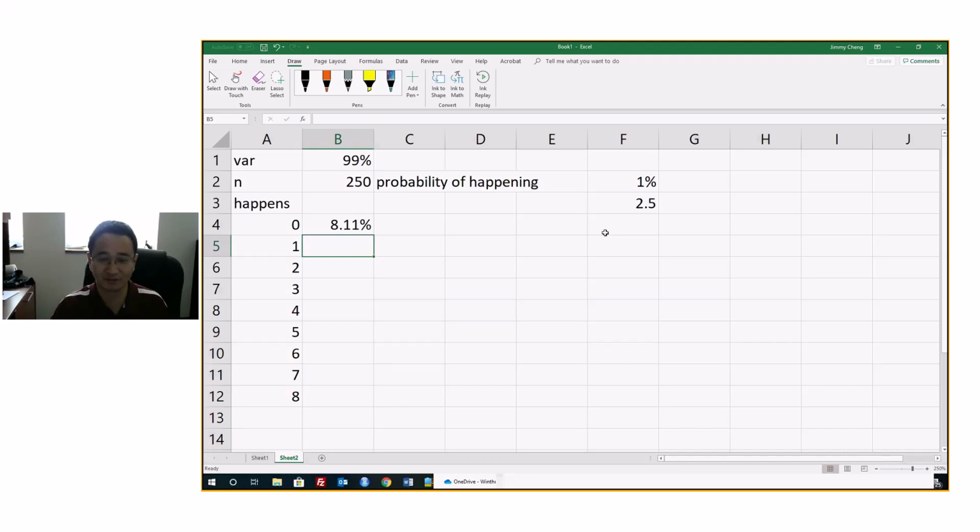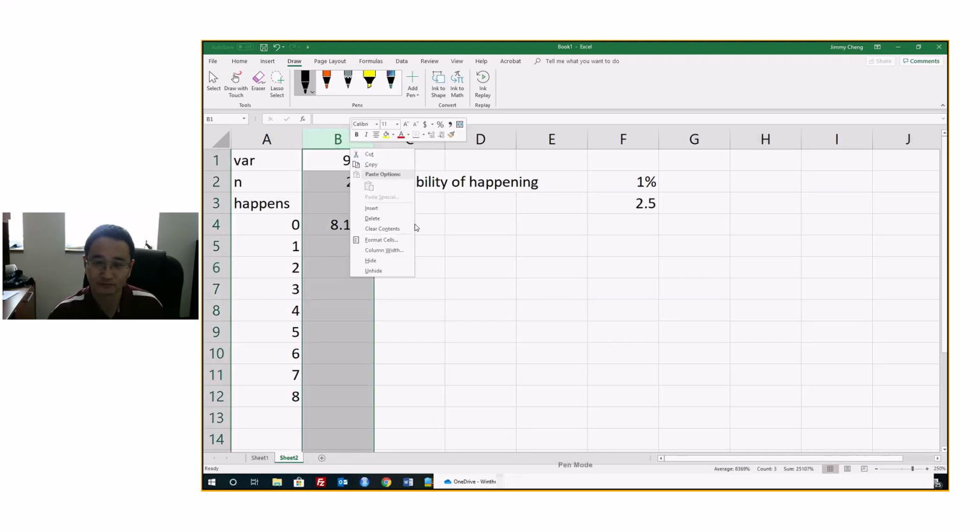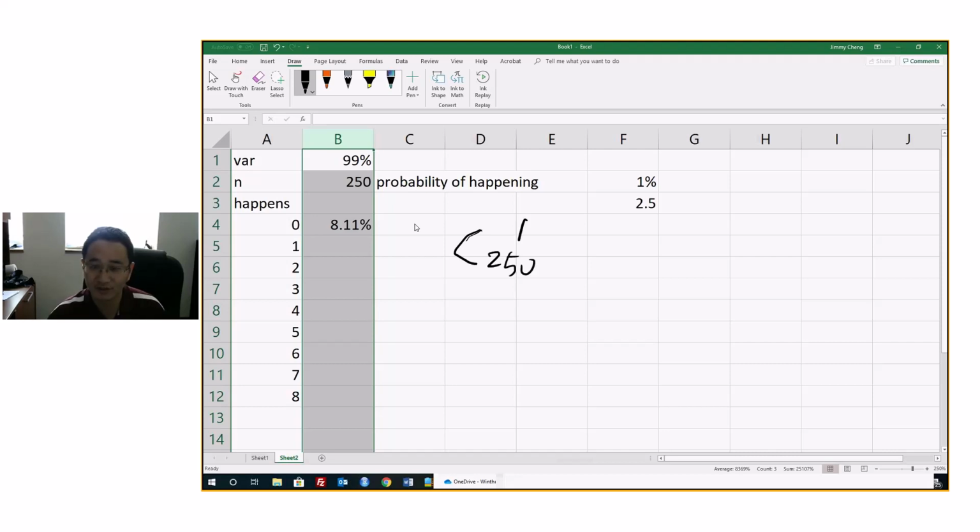So what is the probability it will happen once in the previous year? If you understand probability and combination theory, there are 250 days, right? So your calculation should be C(250,1), and because we have 250 days and any day it can happen, this will equal 250. So there are 250 combinations basically that it can happen, right?